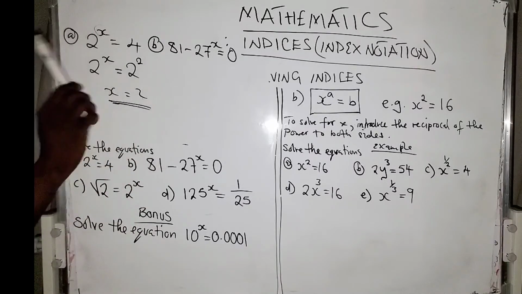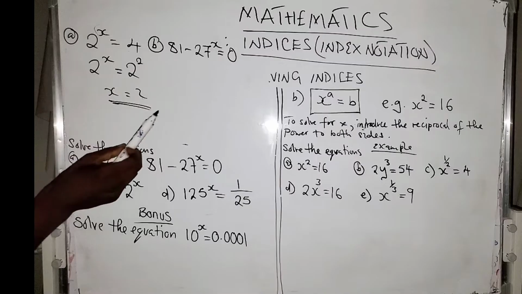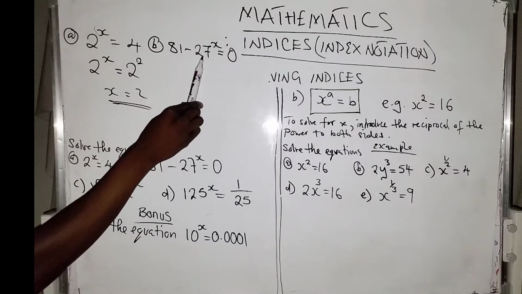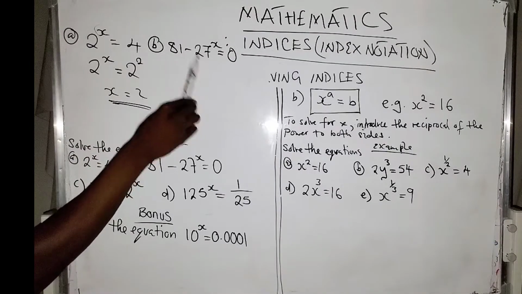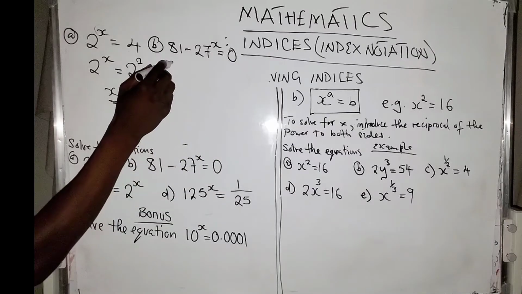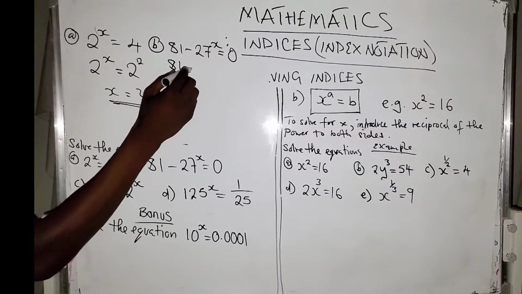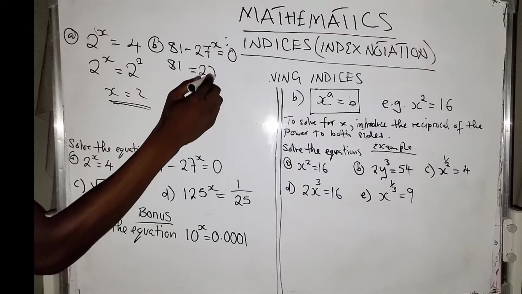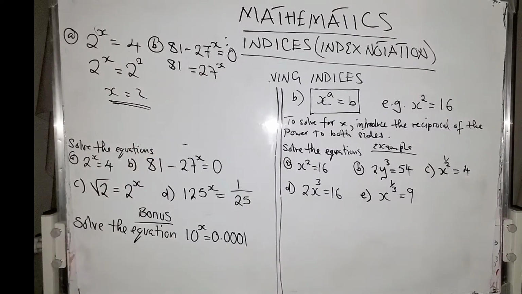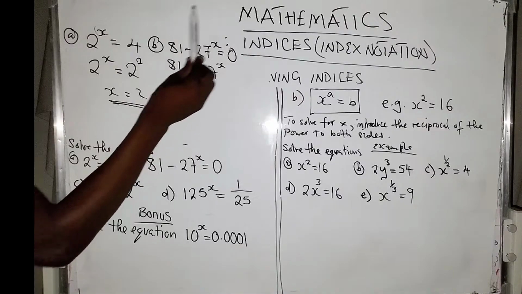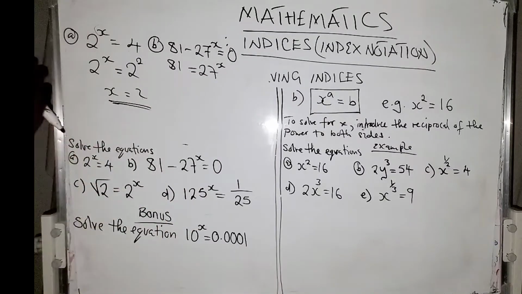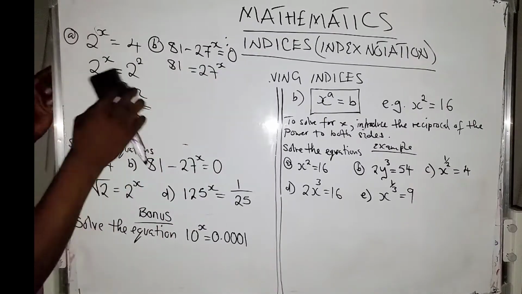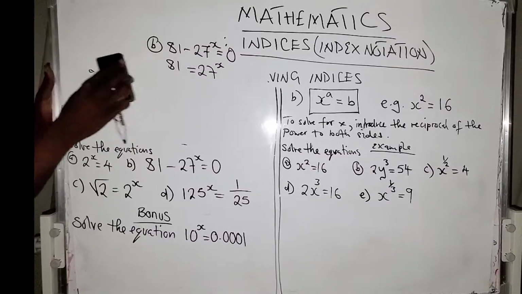So here, what you can do, you can take this negative 27 to the other side, and here you remain with 80 is equals to positive 20 to the power x. You see? As simple as that. Or you can take 81 to the other side, just the same. Let me erase here if you have copied.